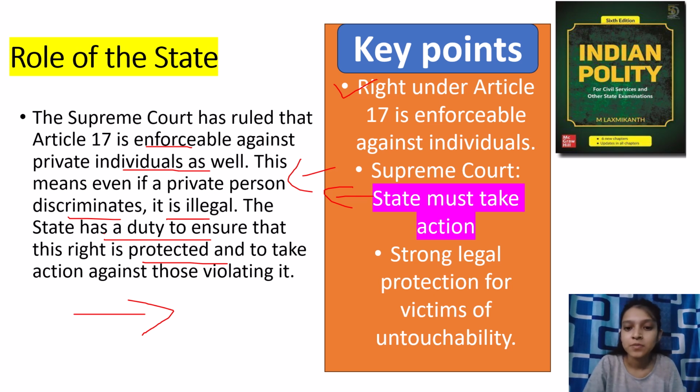in the society. Strong legal protection for victims of untouchability. So its aim is to give strong legal protection to victims of untouchability, the people who are victims of this practice, in order to protect their rights. This is the very role of the state, to ensure that no such practices are ongoing or happening.